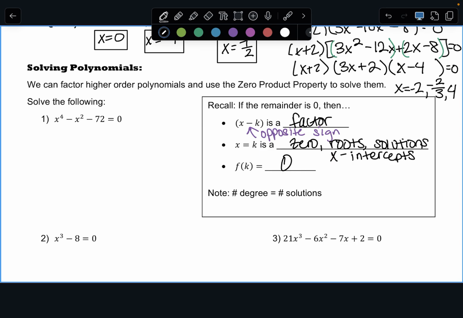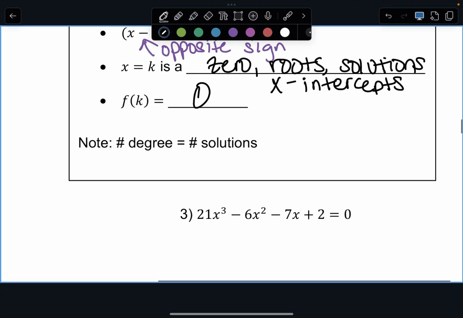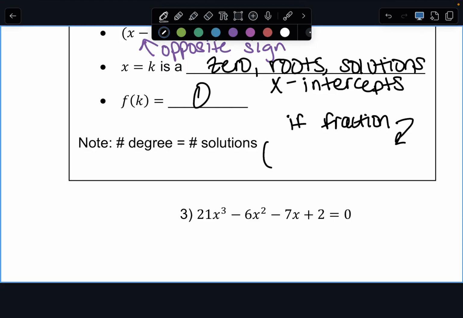Something else that I mentioned on Thursday, probably during homework time, but it's going to come up more today. If your solution is a fraction, because we will be working backwards a little bit from solutions to factors. So if your solution is a fraction, to write it as a factor, does anyone remember what we do? It's x times your denominator minus your numerator. So we'll do an example, but we are going to be working backwards a little bit today, switching a lot between solutions and factors.